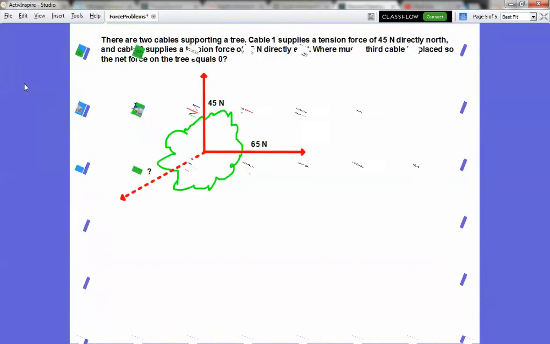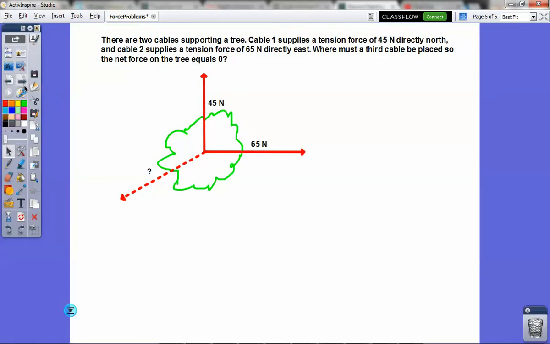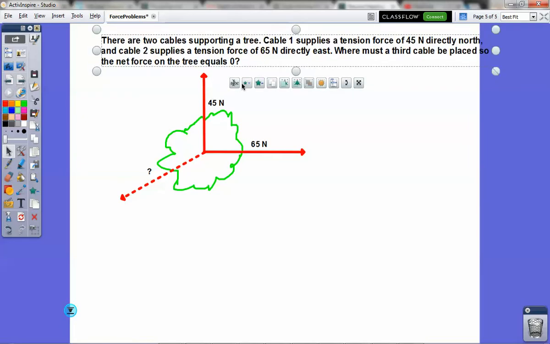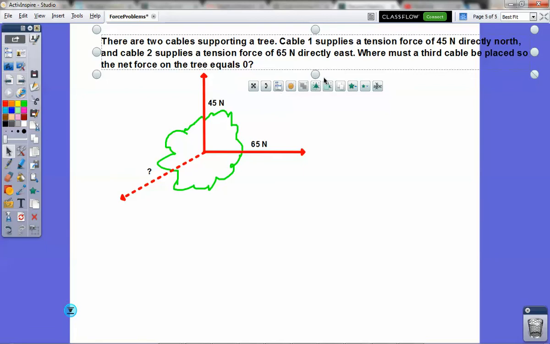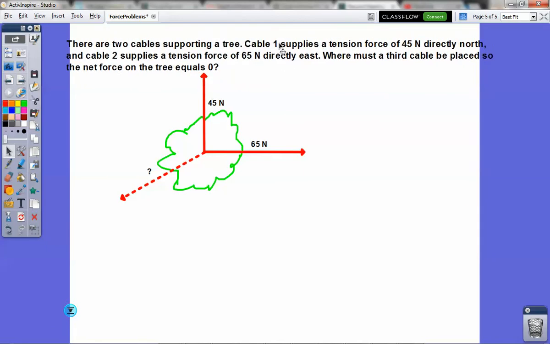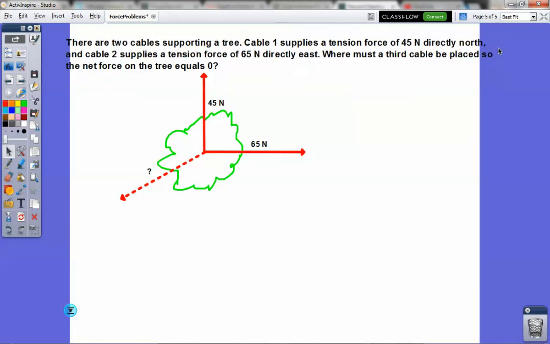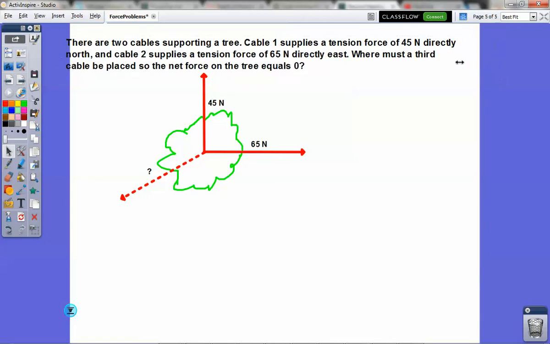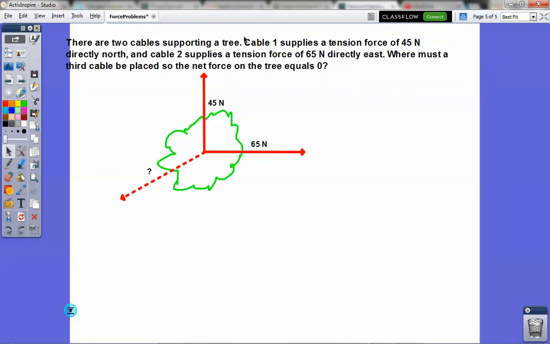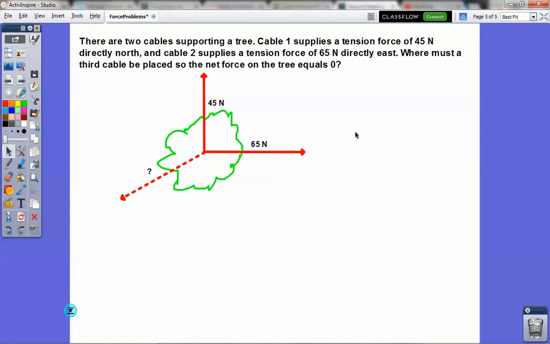Let's take a look at the second problem. Okay? Kind of similar. So here's the second problem. This font's a little small for my class. Let me make this a little bigger. There we go. There are two cables that are supporting a tree. Cable 1 supplies a tension force of 45 newtons directly north. And cable 2 supplies a tension force of 65 newtons directly east. Where must a third cable be placed so that the net force on the tree equals 0?